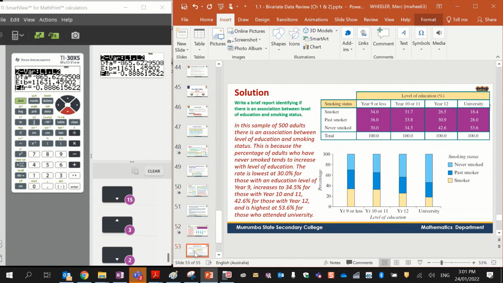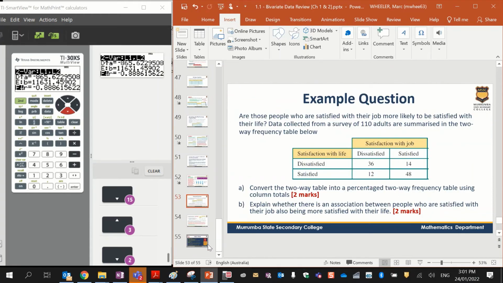Okay, last little bit, example question. Are those people who are satisfied with their job more likely to be satisfied with their life? Data collected from a survey of 110 adults is summarised in this two-way table. Question A, convert the two-way table into a percentage frequency table, and B, can you explain whether there is an association between people who are satisfied with their job being more satisfied with their life? So how about you pause the video now and have a crack at this question.